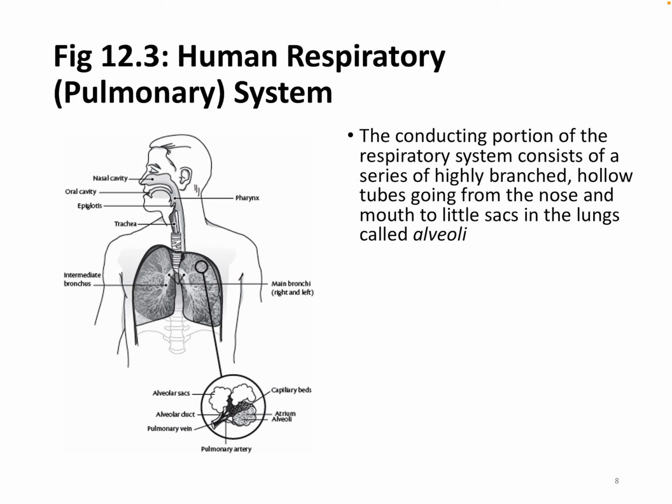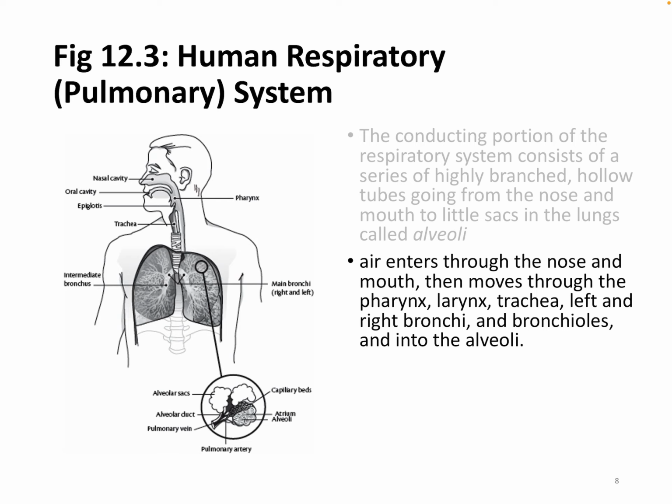So, our conducting portion of the respiratory system consists of highly branched, hollow tubes going from the nose and mouth to little sacs in the lungs called alveoli. And alveoli almost look like grapes. We can see a little side picture below here showing the alveoli. And the alveoli are round and they're all squished together. If we were to cut them open and flatten them all out, all of our alveoli, they would cover the surface area of about a football field because we have millions of them, millions of alveoli.